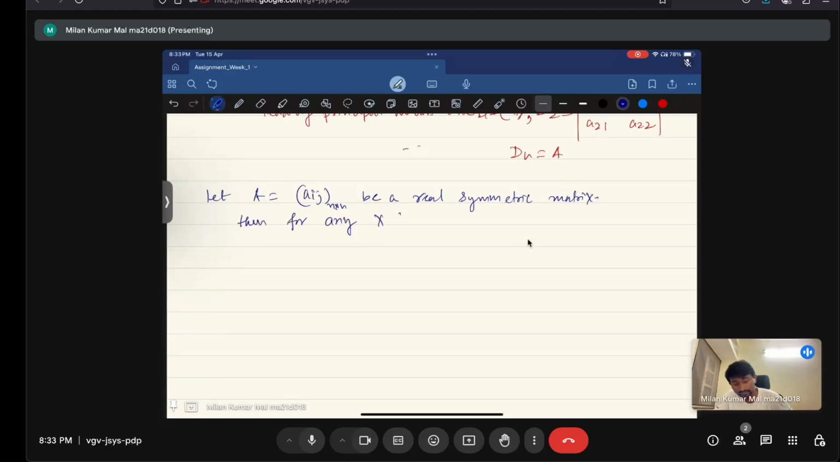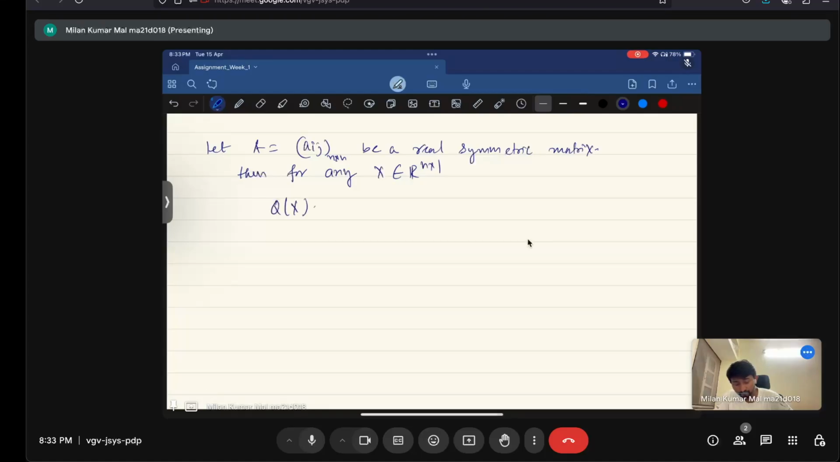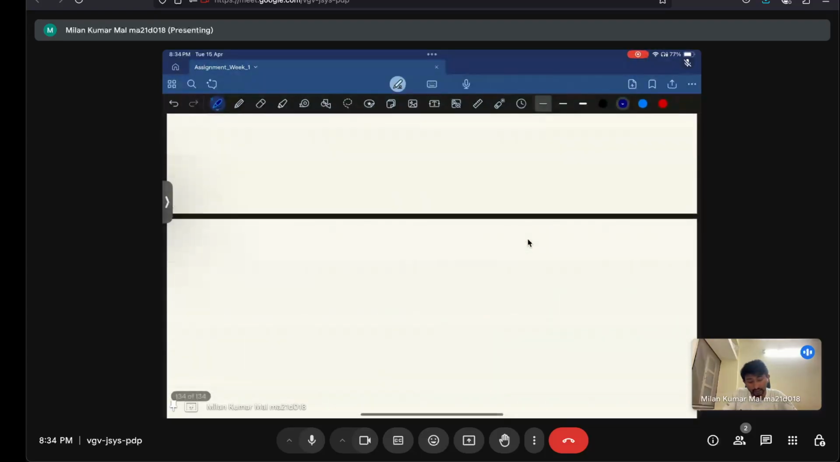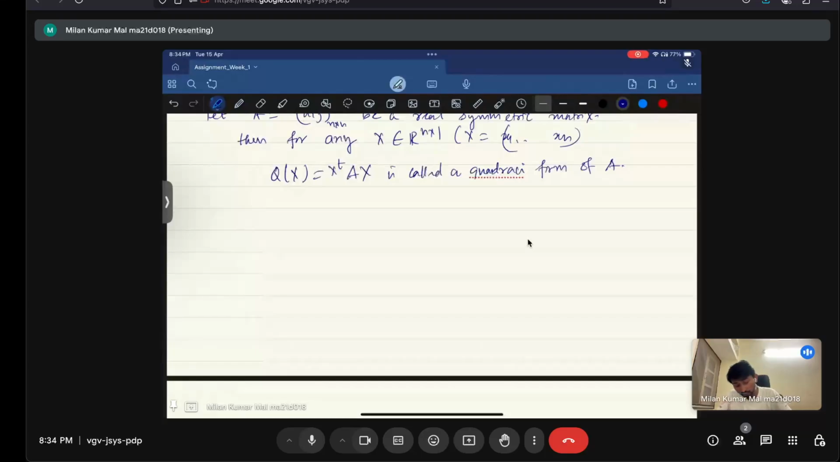for any vector x in R^n, a column vector, let's take x equals to x1 all the way xn. Then Q(x) is equals to x transpose Ax, which is called a quadratic form of A. Conversely, if we are given a quadratic form, then we can construct a matrix A.